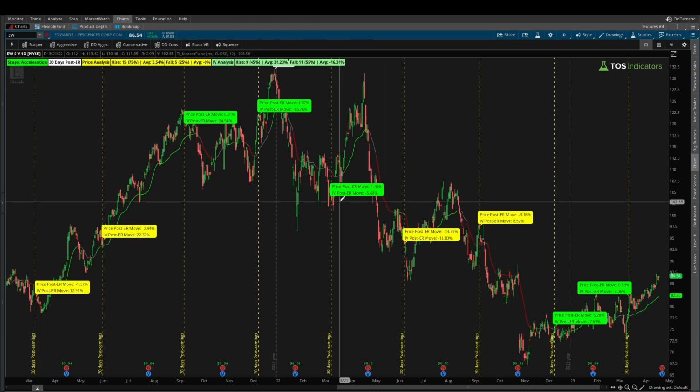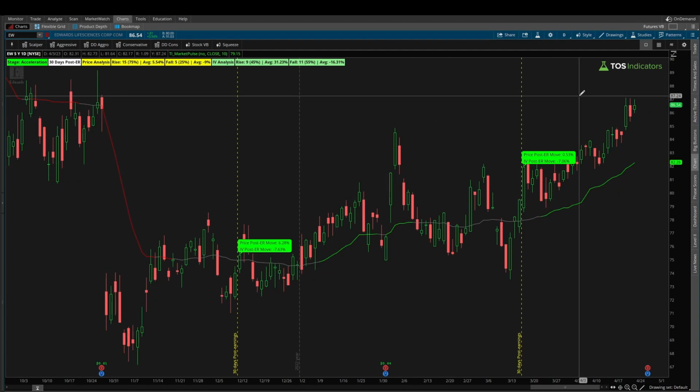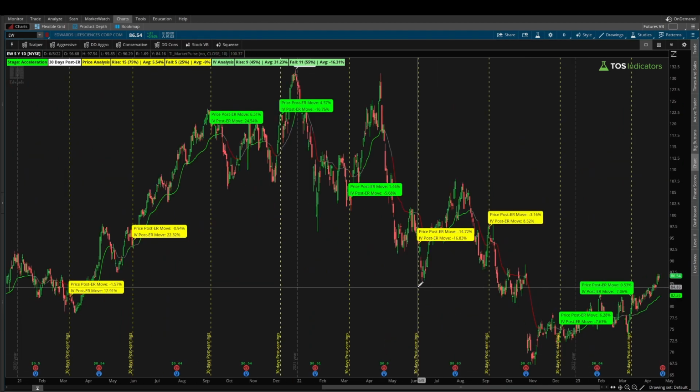So that's something else we need to be aware of: while price does tend to rise 30 days after earnings, the times when it doesn't hurt a little bit more than the times when it does go in your favor. So now the question is, how do we use all of this information to make sense of the charts of Edwards Lifesciences? And how do we use earnings as a catalyst to try and participate in this move?